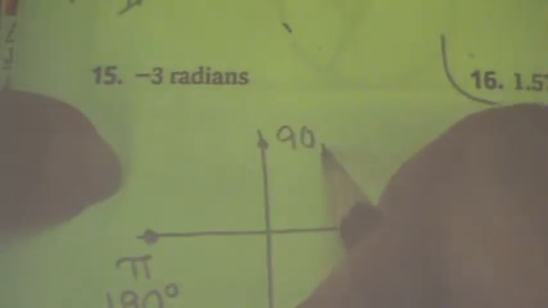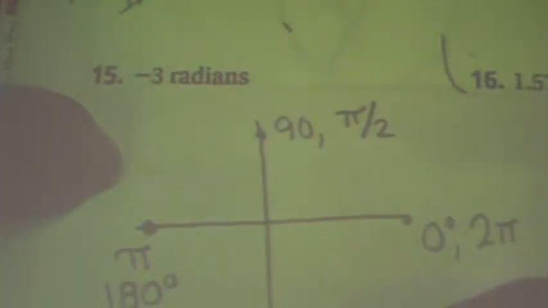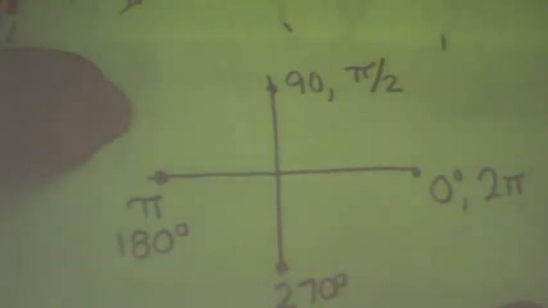We didn't have time to do this on Tuesday. I want to talk about the difference between this, and there's another name. In other words, this is 90 degrees, or it's pi over 2. This is 0 degrees, or it's 2 pi radians. This is 270 degrees, be careful, or 3 pi over 2 radians.